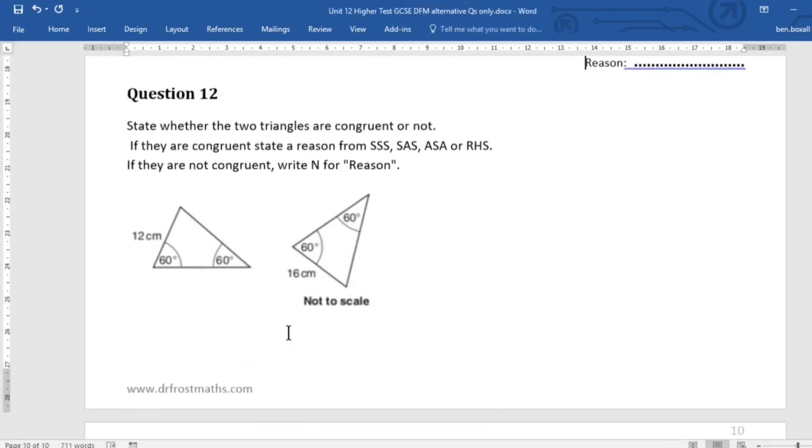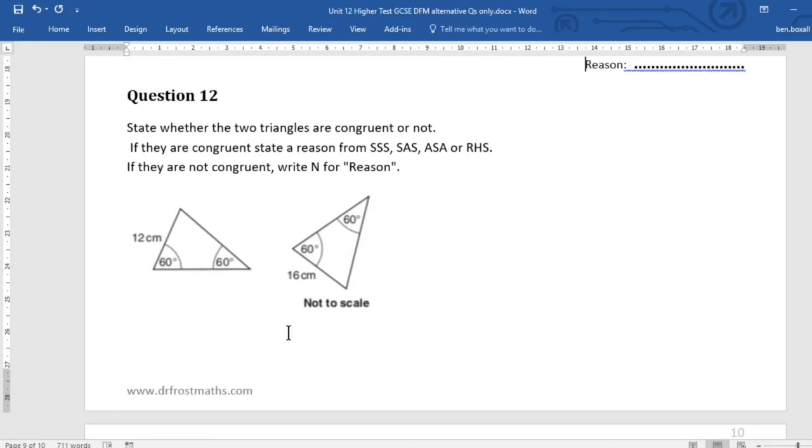Okay, we've got another one now. In this one, you've got 60 degrees, 60 degrees, and 12 and 16. Now this is a bit of a weird one. If these two are 60 degrees, what's this one here, this missing one? Well, that's also 60 degrees. So these are actually both equilateral triangles. Okay, equilateral triangles. I know they don't look like it, but it does say it's drawn to scale.